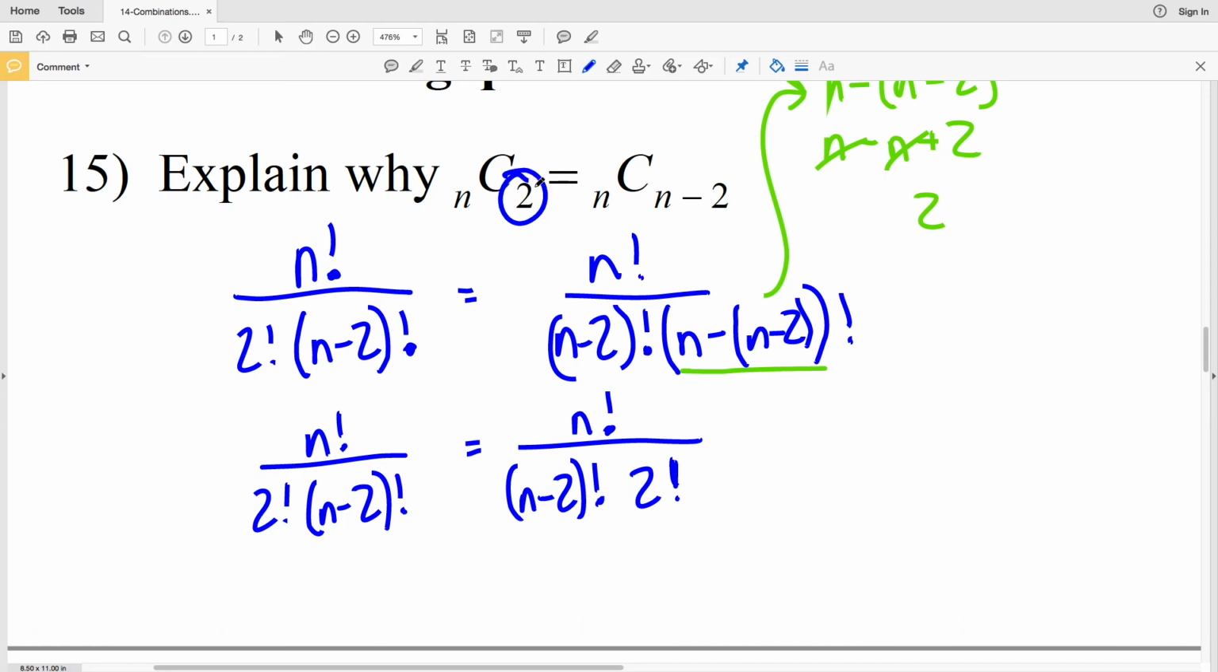We're choosing 2 for the first one, and in the second one we're choosing all but those 2. So choosing n minus 2 means that 2 are being left behind, and you could think of it as choosing 2.